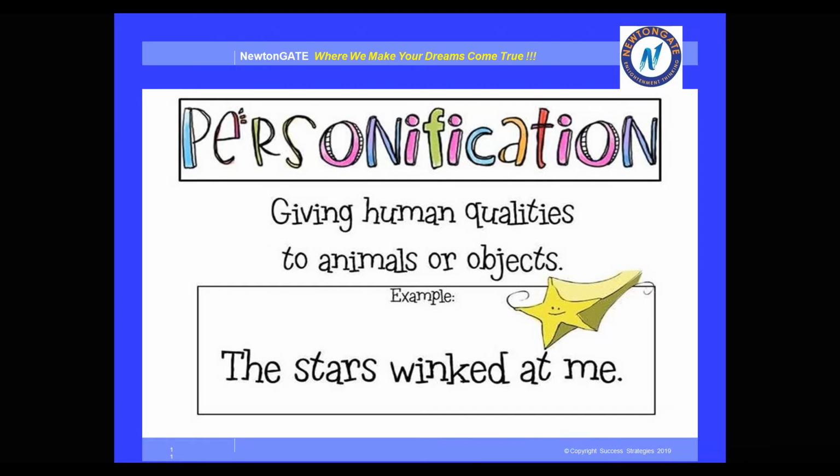The stars winked at me. So you can see that winking is a human quality, isn't it? The stars do not wink at us. But here we are attributing a human quality to the stars, and this makes it an example of personification.